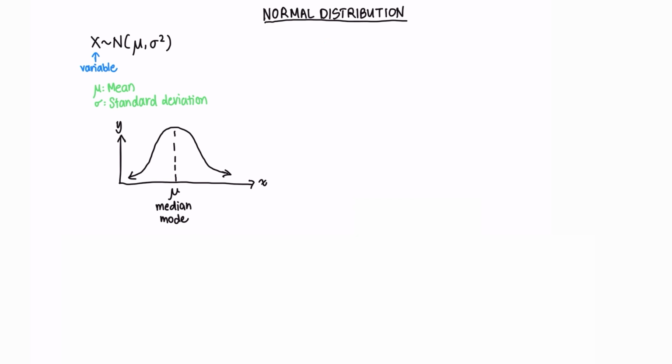Now this curve works on two parameters: mu, which is your mean, and sigma square. Sigma square is your variance and sigma is just your standard deviation. So when you want to say a variable x is normally distributed, we write x tilde N(mu, sigma square). Remember when we write this in here, it's the variance. But when we're doing calculations, it's usually using the standard deviation.